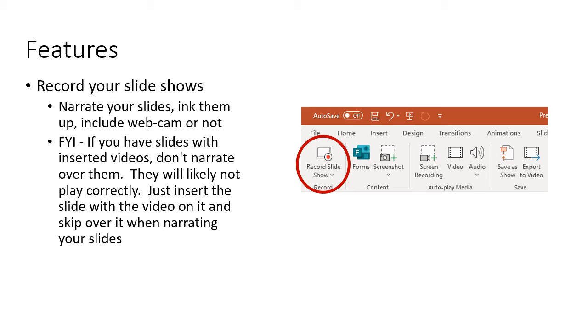So basically, when you enter this and you click Record Slideshow, as soon as you hit the record button, it counts down 3, 2, 1. And then you're live and you're recording it. If you don't like it, you can stop it and just re-record it over.